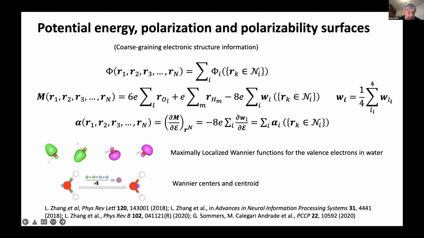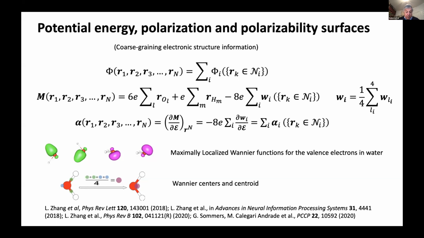And then we have the maximally localized Wannier functions associated to the lone pair of the oxygen. So we have four centers here, here, here, and here. And we take the average of these four centers. The fourth one here, the lone pair one, is behind the one that we see here, so we don't see it in this two-dimensional plot. We take the sum of the four positions and we divide it by four, and we get the centroid that will be a charge -8 that is positioned here.